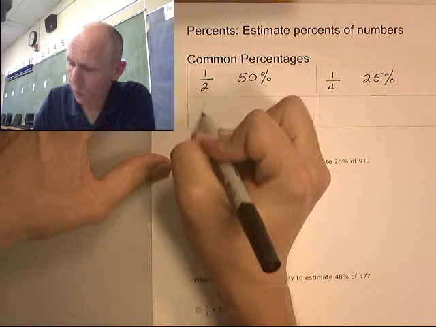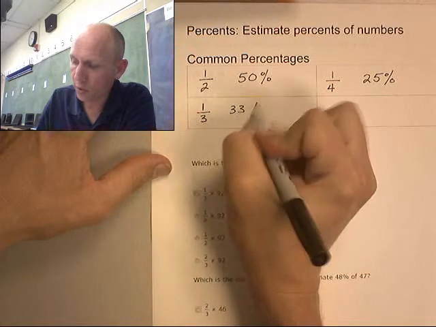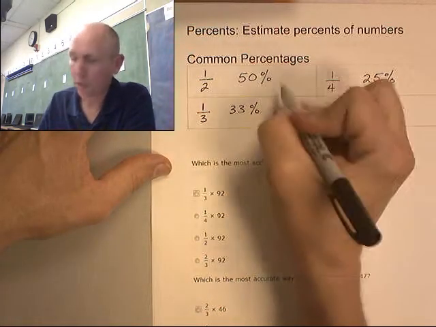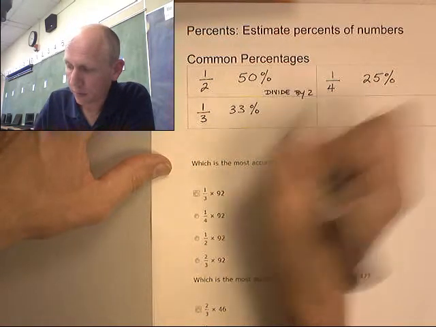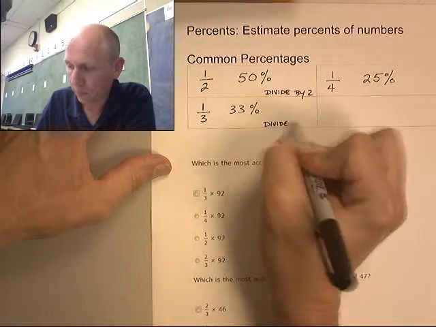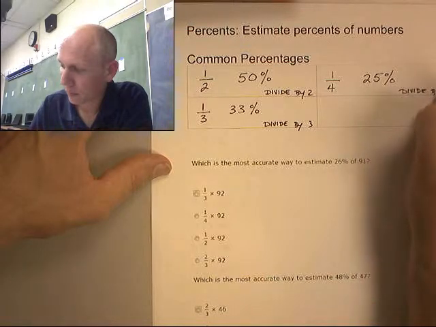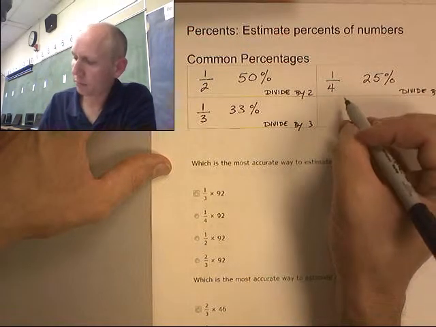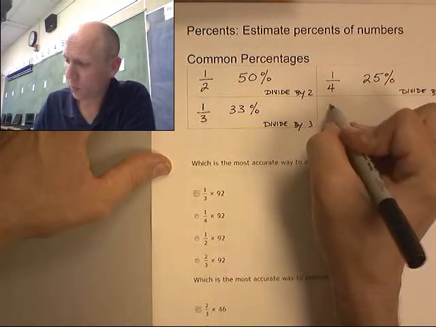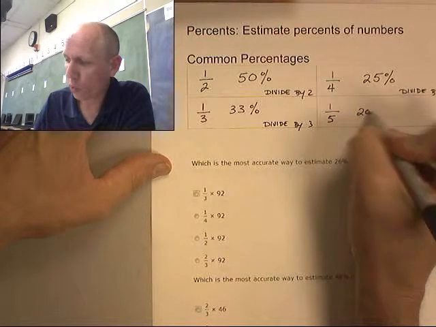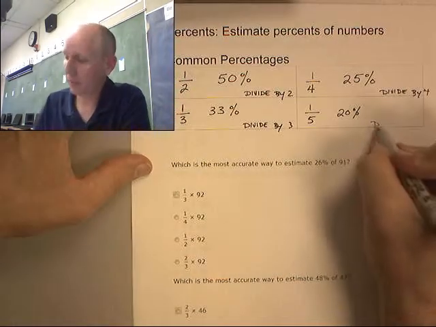1/3 is the same thing as 33%. Just divide by 3. So this is divide by 2. Divide by 3. Divide by 4. And let's go with 1/5. 1/5 is 20%. Divide by 5.